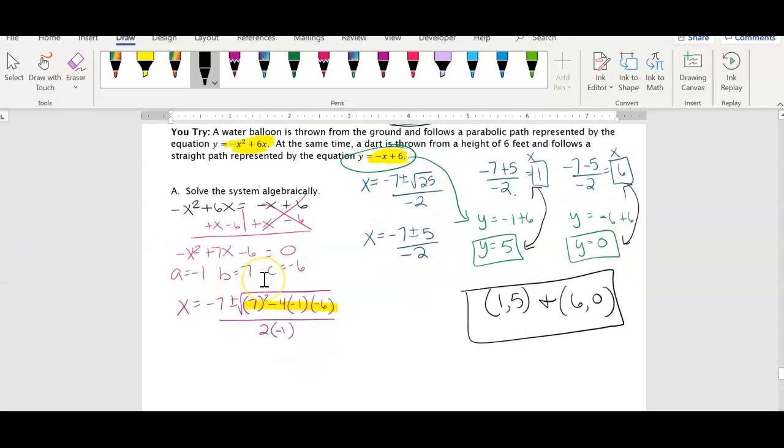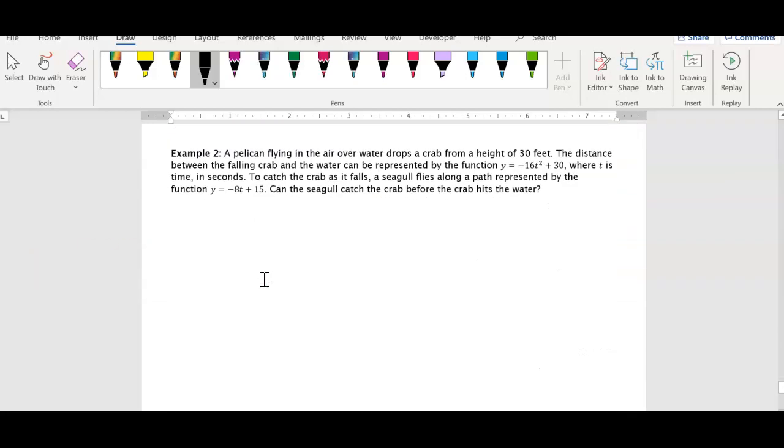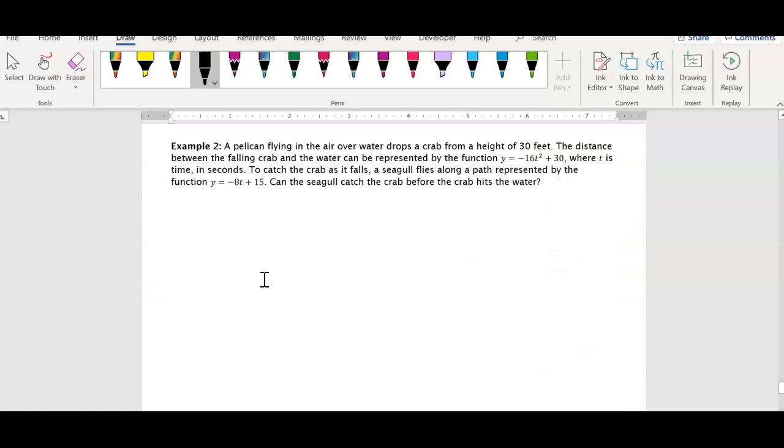So we'll move on to a couple more examples. All right, the next one. A pelican flying in the air over water drops a crab from a height of 30 feet. The distance between the falling crab and the water can be represented by the function y equals negative 16t squared plus 30, where t is time in seconds. To catch the crab as it falls, a seagull flies along a path represented by this function. Can the seagull catch the crab before the crab hits the water?